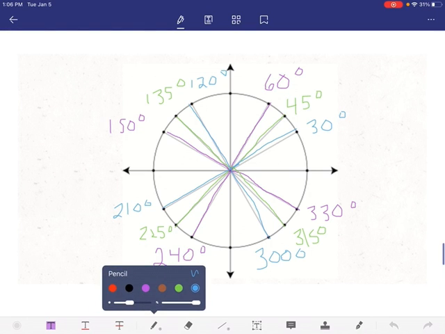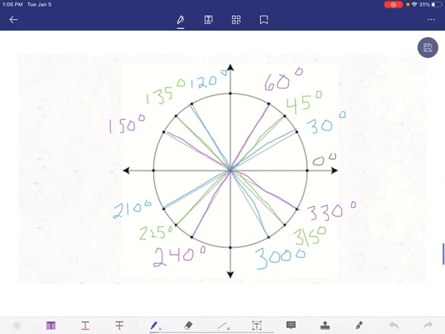Remember that we also have all of our right angles. So this first one would be 0 degrees or 360 degrees. We also have 90 degrees up here at the top, 180 degrees over to the left. And notice that this would be 270 because we would take 180 and add 90.